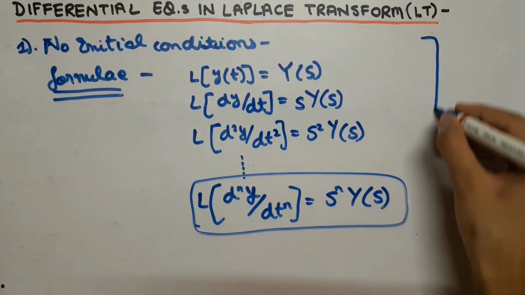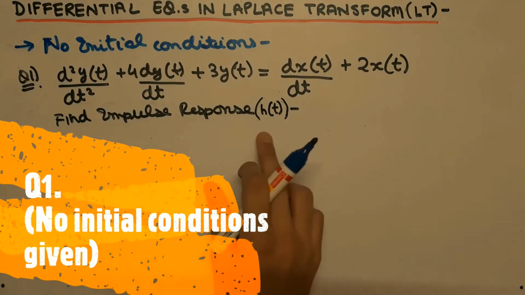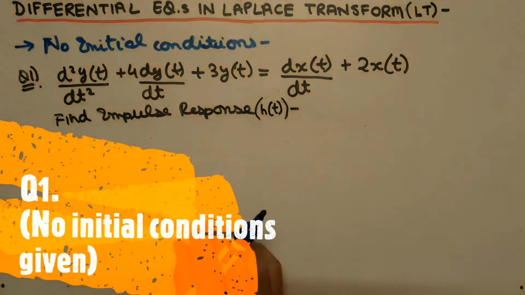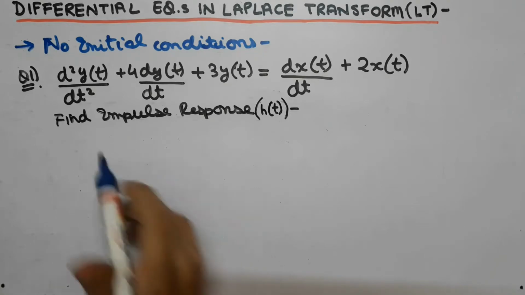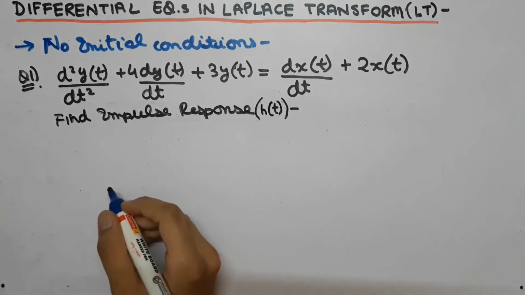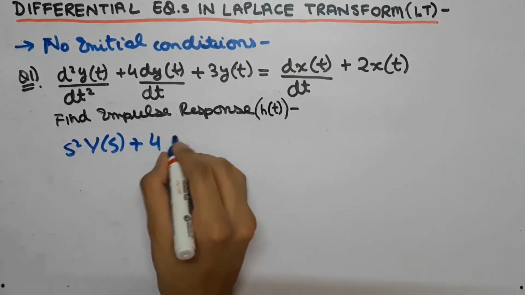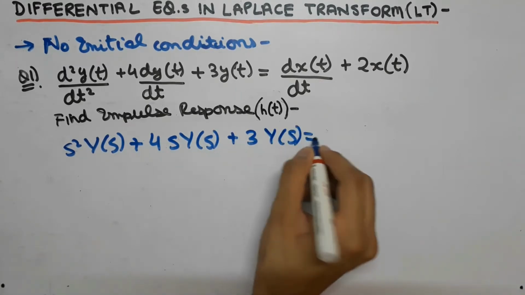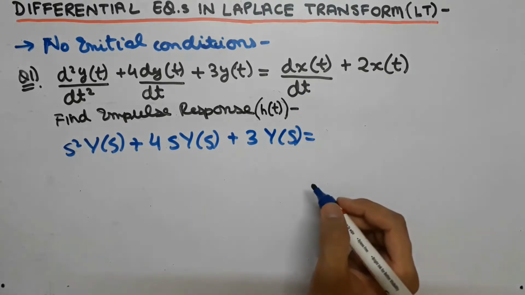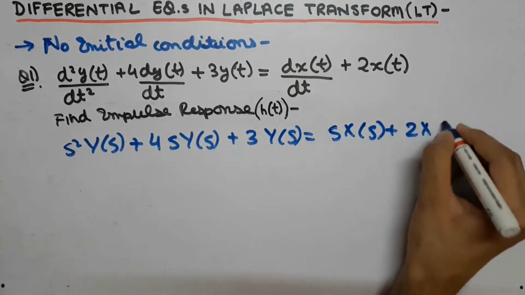Now we will do a couple of questions using these formulas and it will become very clear how you have to use them. In question number 1, we have to find the impulse response, that is h(t), using this differential equation in which no initial conditions are given. So we are going to use the corresponding formulas. You will write d²y/dt² as s²Y(s), dy/dt as sY(s) and y(t) as Y(s). Similarly, these formulas are applicable for dx/dt also, so you will write this as sX(s) plus 2 into X(s).